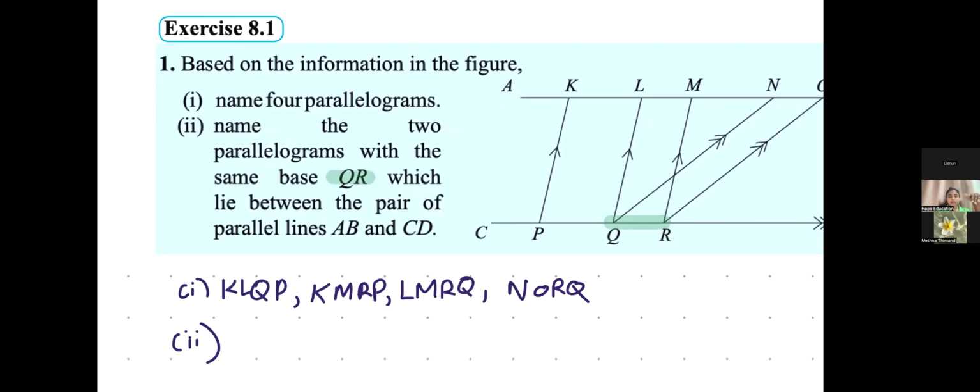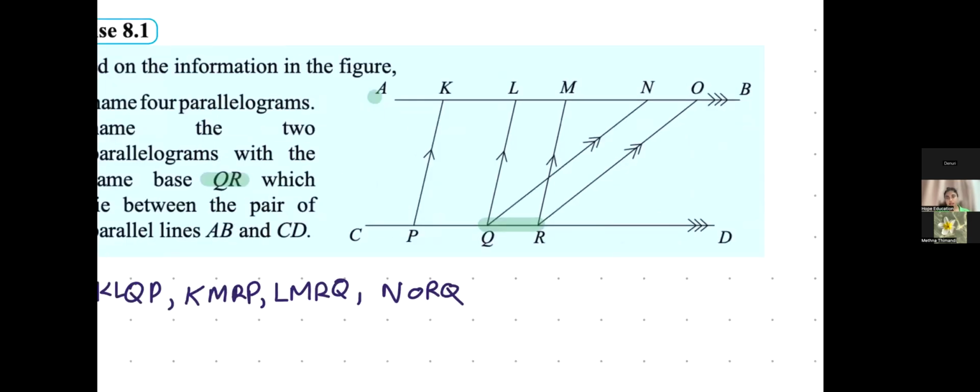Which lie between the pair of parallel lines AB and CD. They must also be between the two parallel lines AB and CD. The base has to be QR. That means one side must be QR. See, if I take LMRQ, one side of it is QR. So that is okay. And also LMRQ lies between the parallel lines ABCD. So I can take LMRQ. That is one of my parallelograms.